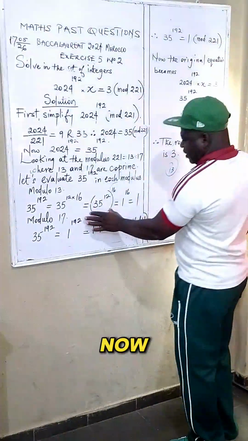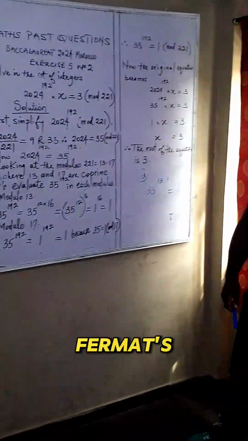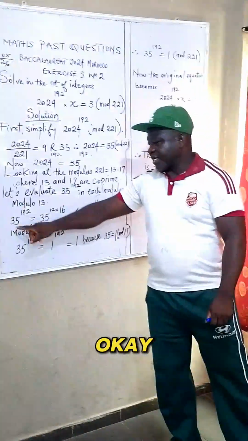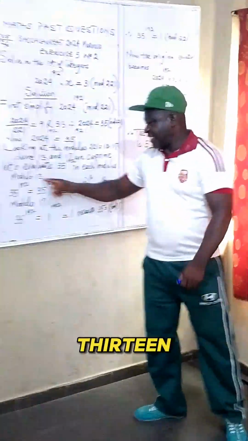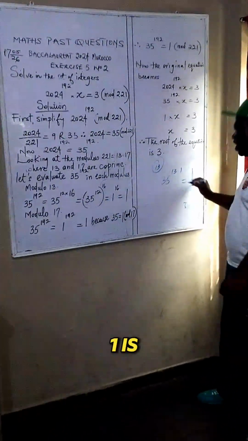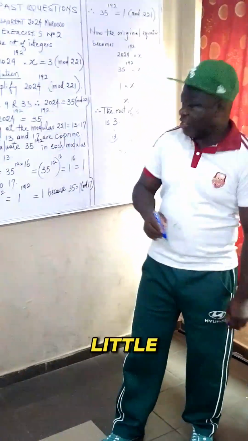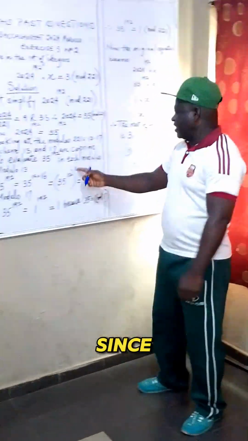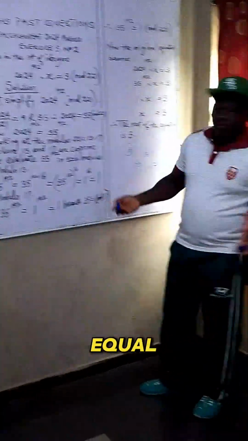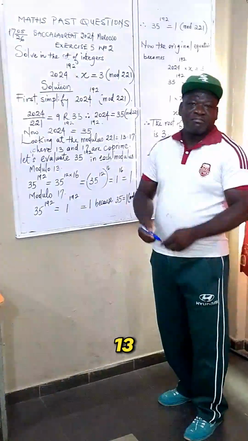Now all of this bracket is 1, according to Fermat's theorem, because 13 is a prime number and 35 cannot be divided by 13. That is, 35 raised to power 13 minus 1 is 1. It's a theorem; we call it Fermat's theorem. Now, since this is 1, 1 raised to power anything is equal to 1. So 1 raised to power 16 is 1. So we are done with modulo 13.